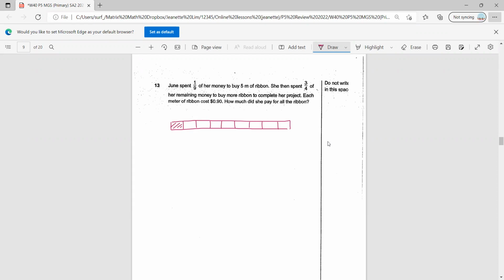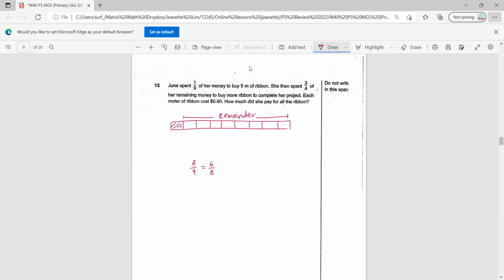Yeah, there's another method not to use a model. You can not draw a model also, but you must know what you're doing. Okay, then 3/4 of the remaining money. Since my remainder is 8 units, you can change the 3/4 into 8 units. So 6/8, right? So 6 out of 8 is what she used to buy more ribbons to complete her project.